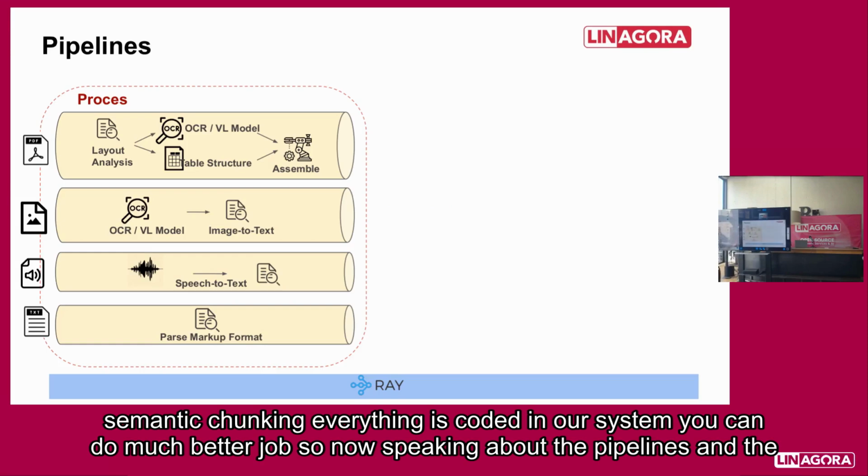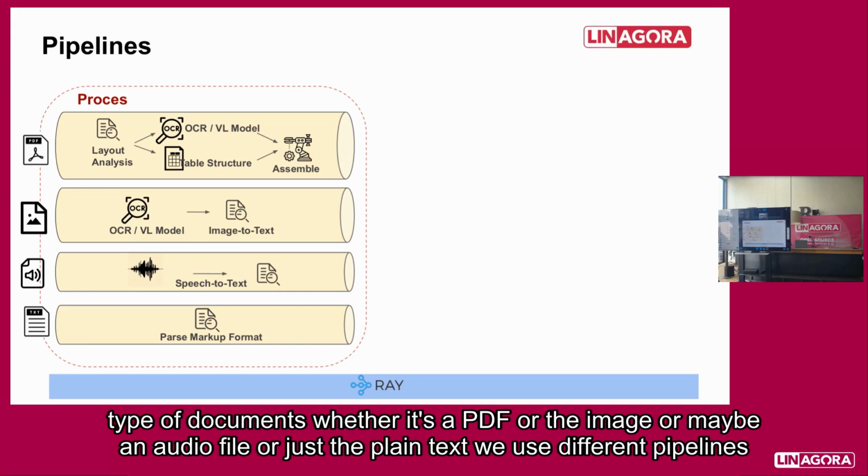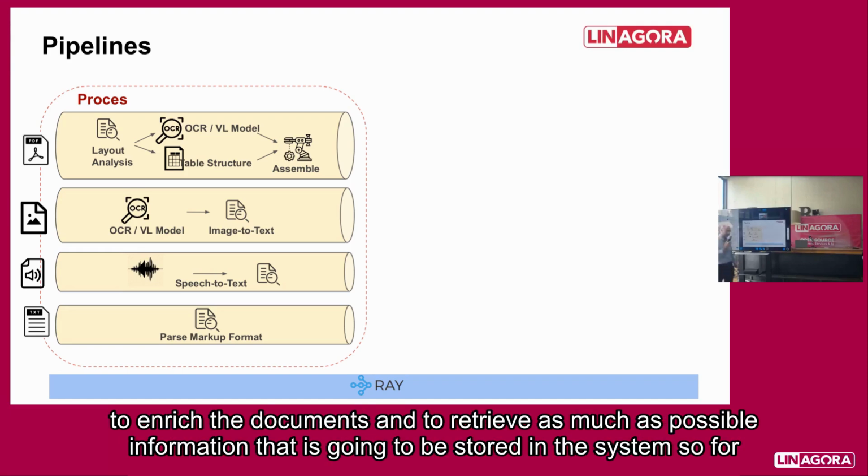So now, speaking about the pipelines for different types of documents, as you see here, we have developed specific pipelines for different types of documents, whether it's a PDF or an image or maybe an audio file or just plain text. We use different pipelines to enrich the documents and to retrieve as much information as possible that is going to be stored in the system.